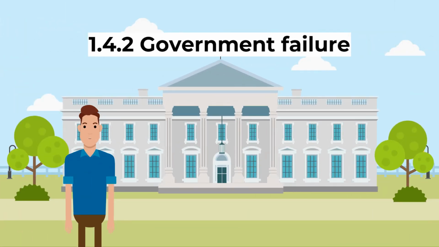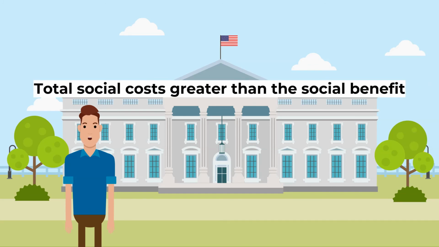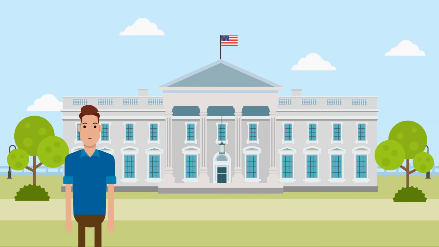The last topic for today is government failure. Government failure is when government intervention in the market leads to net welfare loss and a misallocation of resources. The total social costs arising from the intervention are greater than the social benefit. There are a number of causes of government failure.